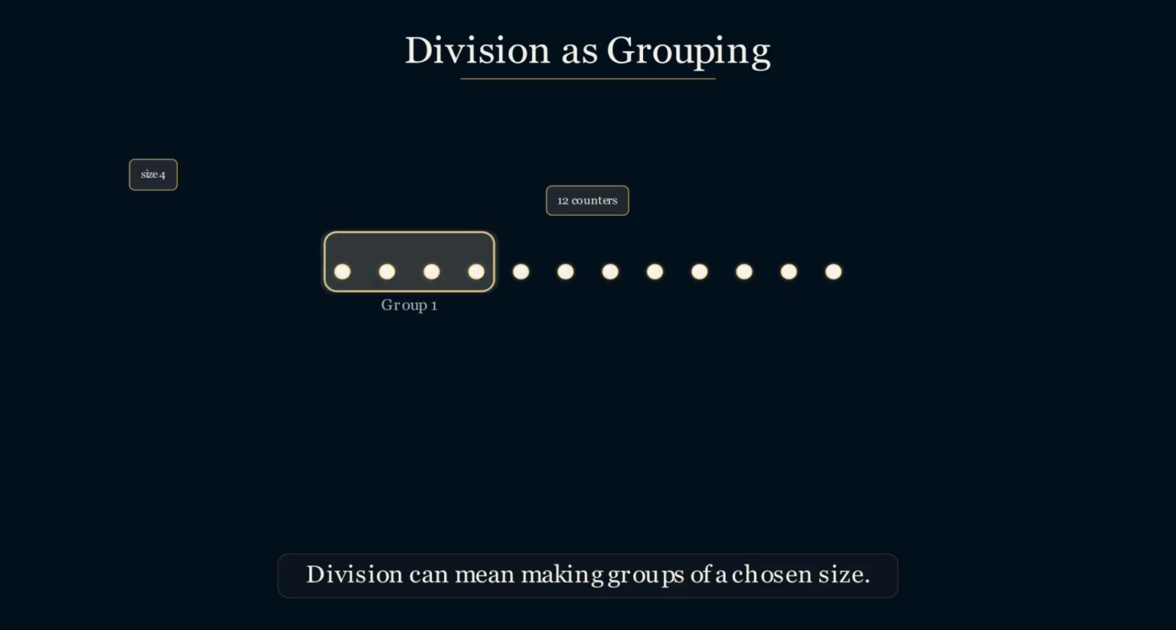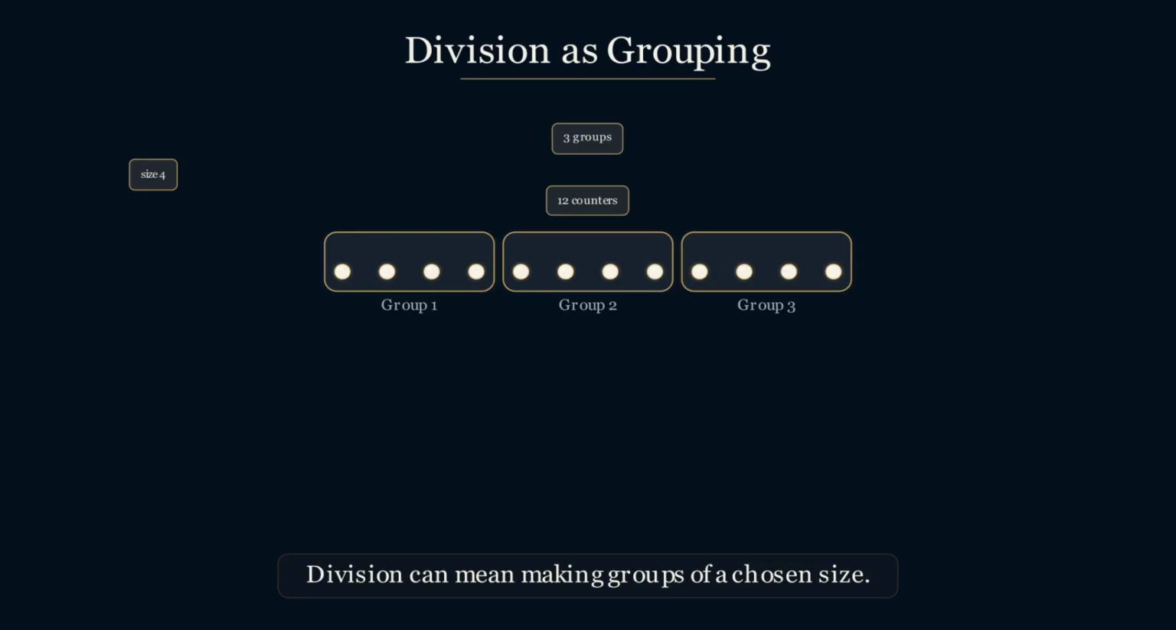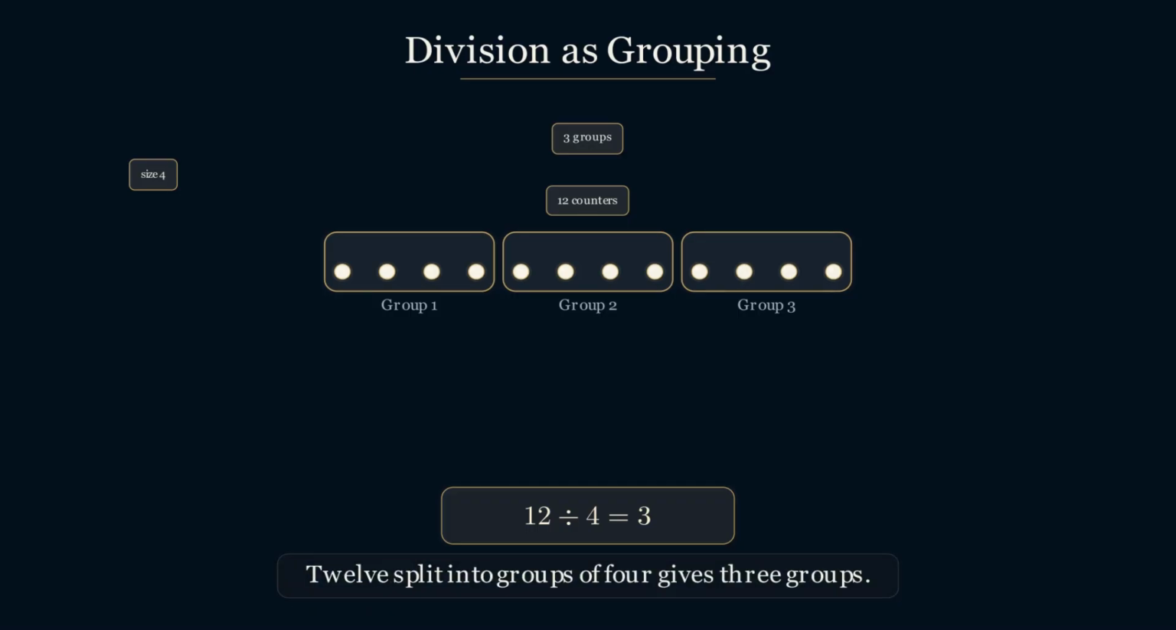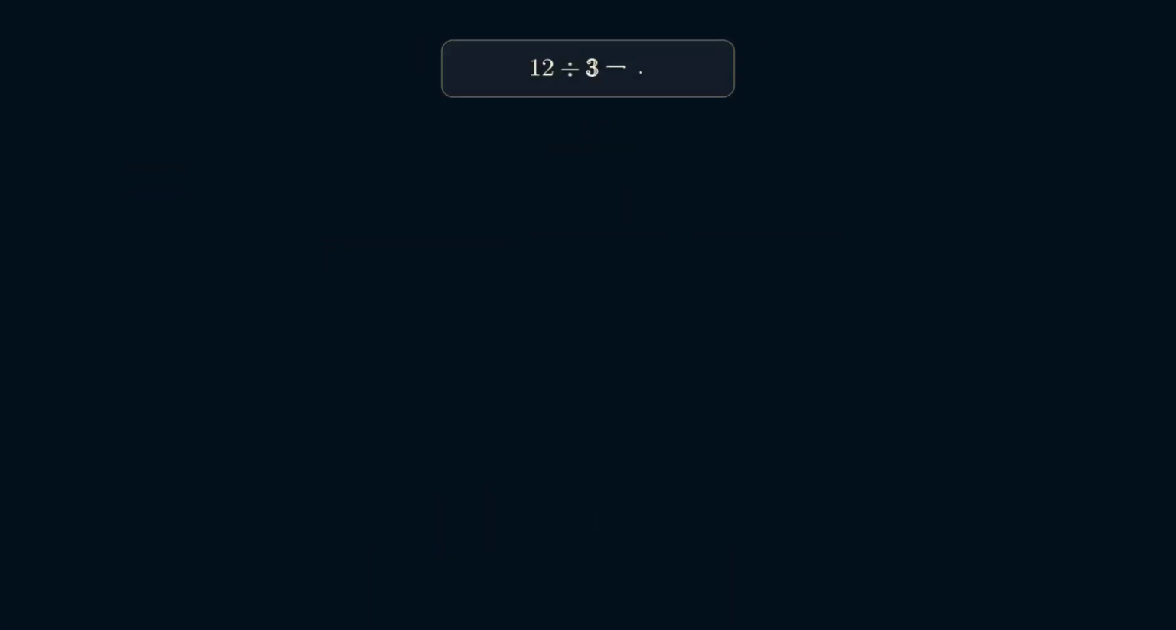The first frame encloses 4 counters. That is one group. The next frame encloses another 4 counters. That is 2 groups. The final frame encloses the last 4 counters. That is 3 groups. So 12 split into groups of 4 gives 3 groups. 12 divided by 4 equals 3. Grouping asks, how many groups can we make? Now compare sharing and grouping side by side.